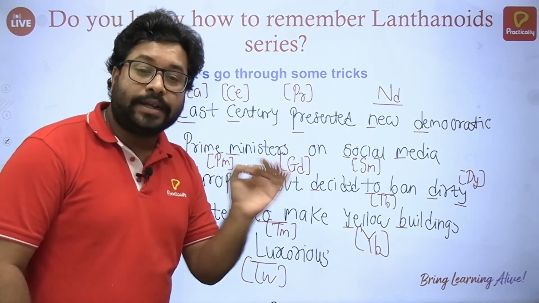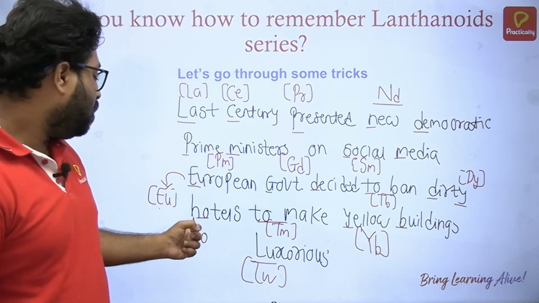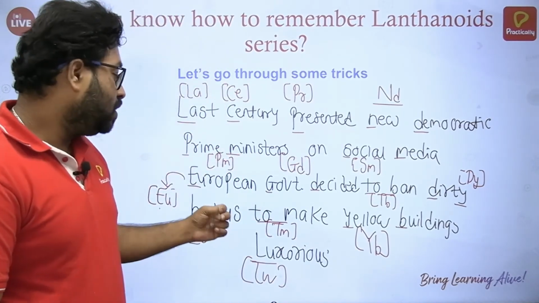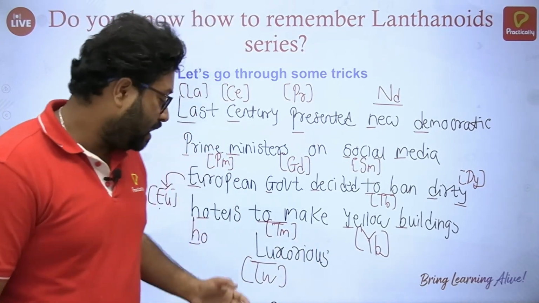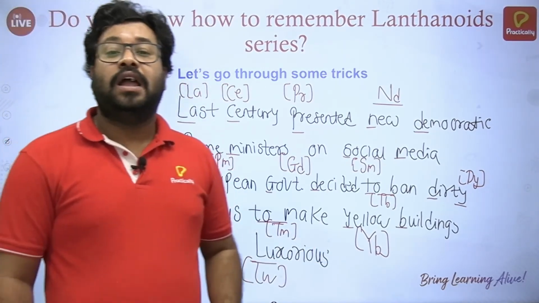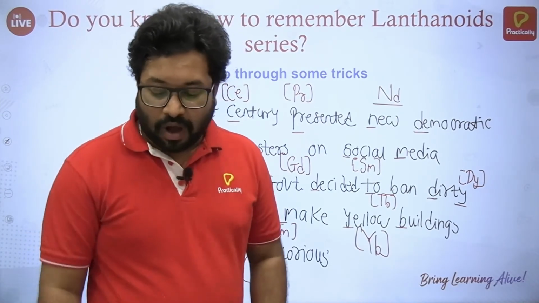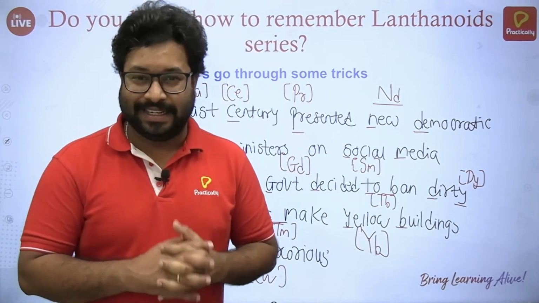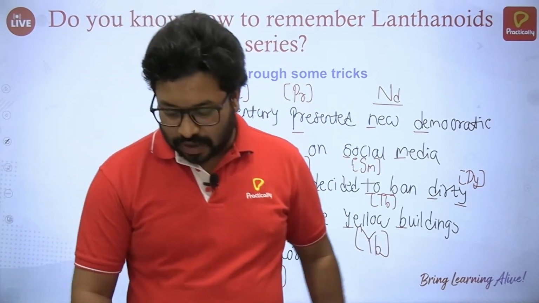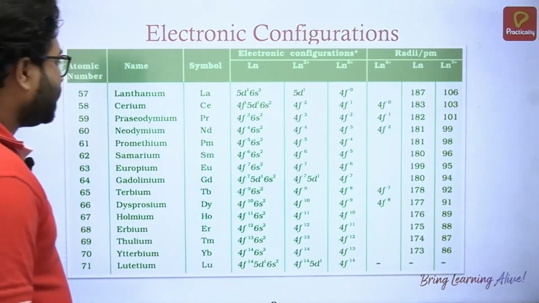Then two band terbium, dirty dysprosium, hotels holmium, to make thulium, yellow buildings ytterbium, and luxurious lutetium. That is how you can remember all the lanthanide series very easily. Okay, chalo, moving ahead. Now electronic configuration.